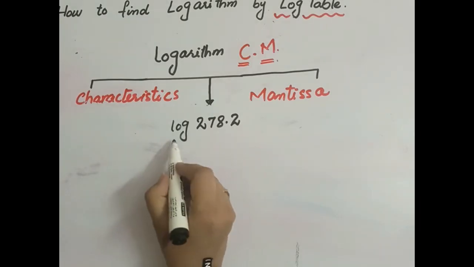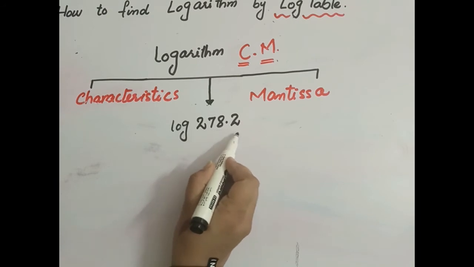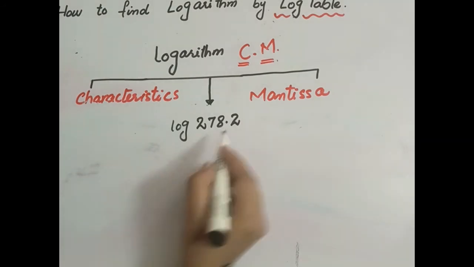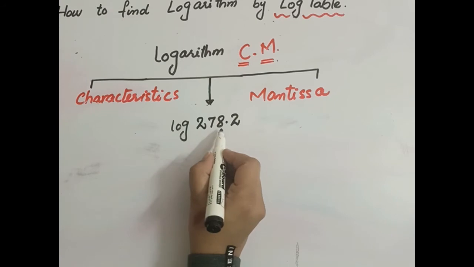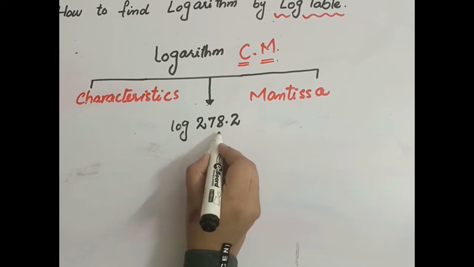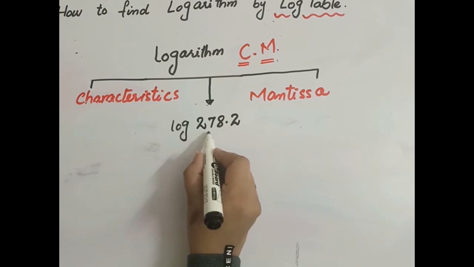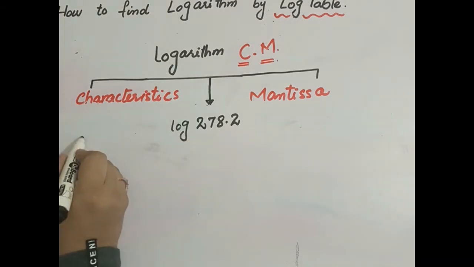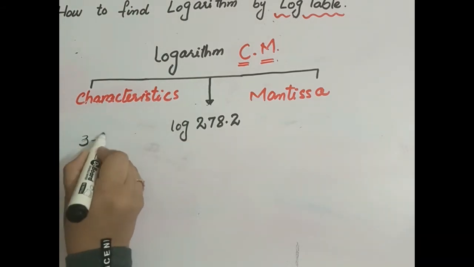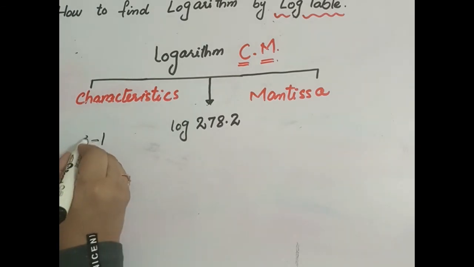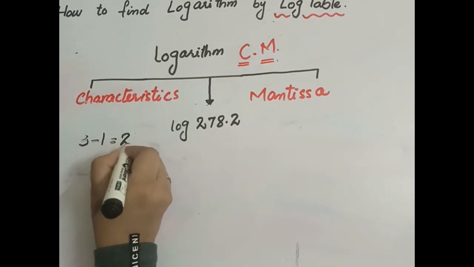We have to find the log of 278.2. Its characteristic, I have told you, is found by subtracting 1 from the total number of digits in the integral part. Here the integral part has 3 digits, so you subtract 3 minus 1. So its characteristic will be 2.